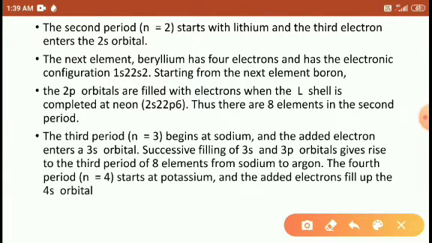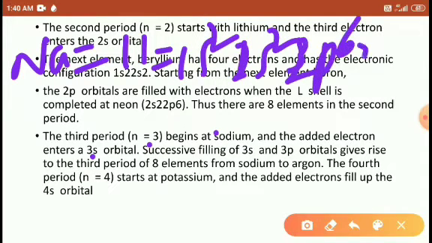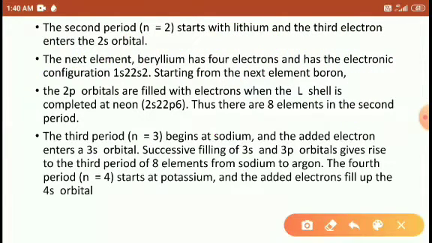Right, okay. The third period, n is equal to 3. Sodium adds its electron in the 3s orbital. Sodium has atomic number 11, with configuration 1s2, 2s2, 2p6, and 3s1. The electron is added into the third shell, 3s, and successively fills 3s and 3p, giving rise to the third period of 8 elements from sodium to argon.